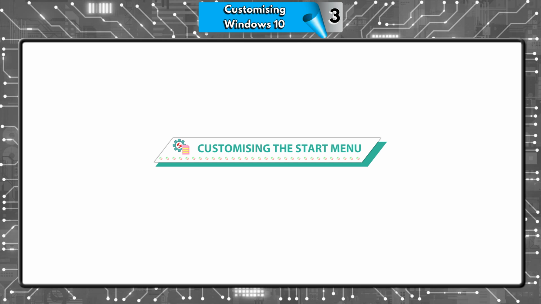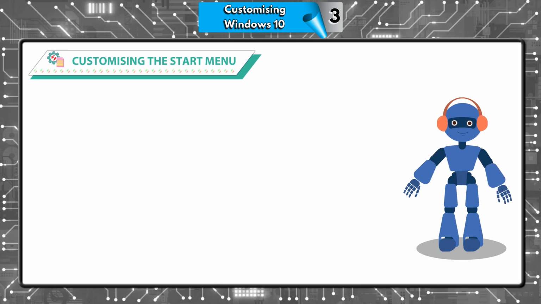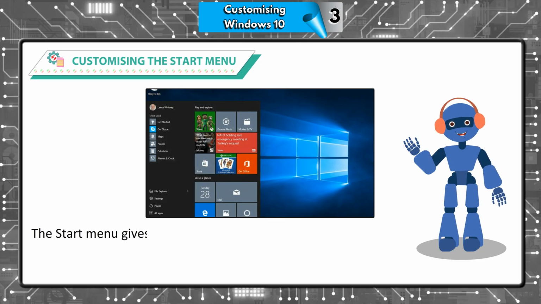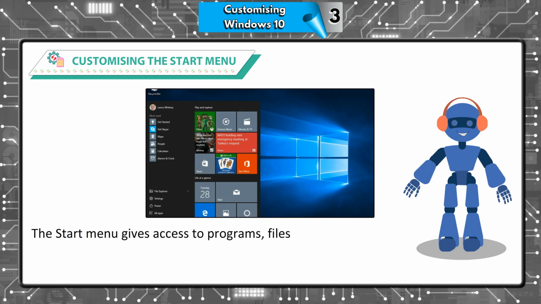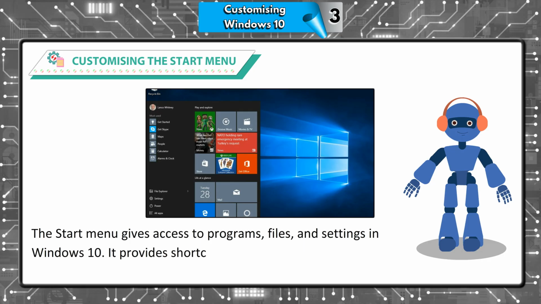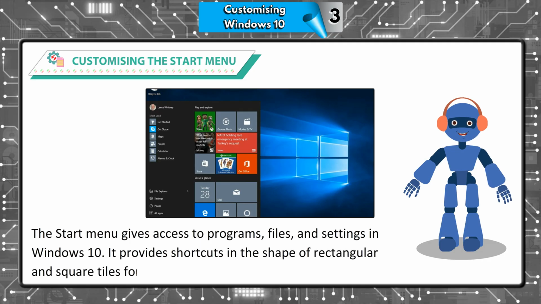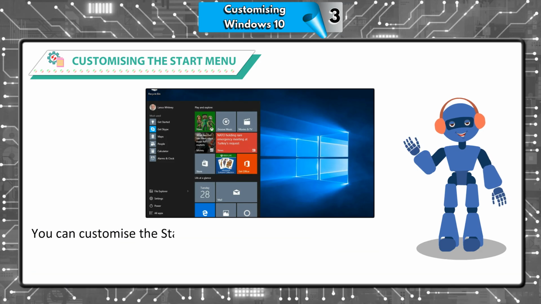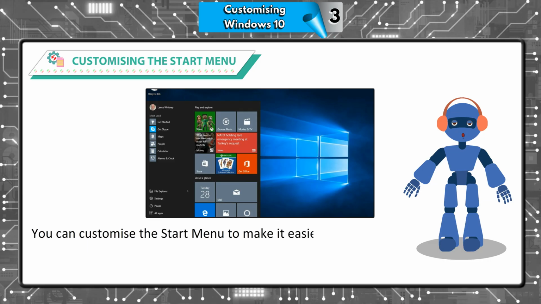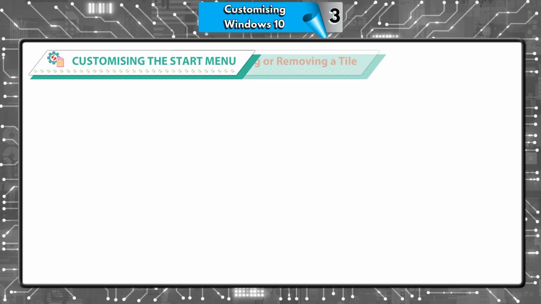Customizing the Start menu. The Start menu gives access to programs, files, and settings in Windows 10. It provides shortcuts in the shape of rectangular and square tiles for some programs. You can customize the Start menu to make it easier to access your favorite programs.